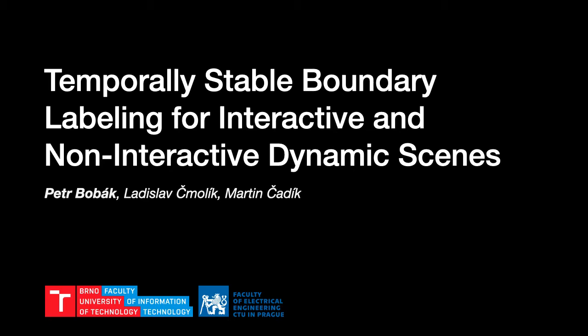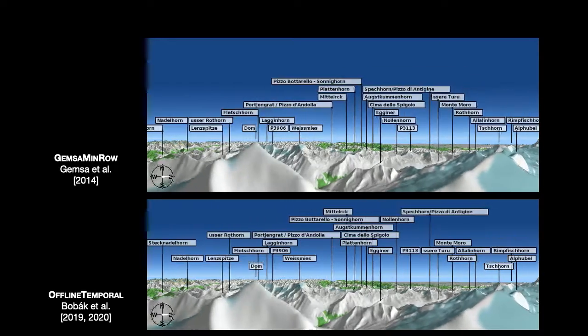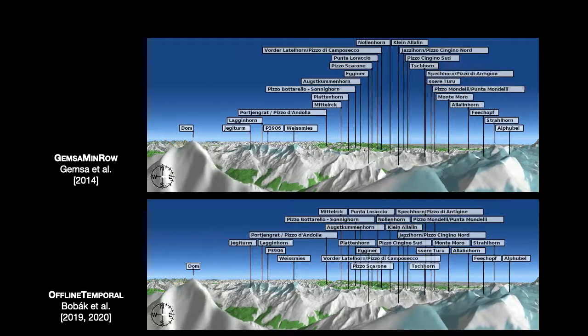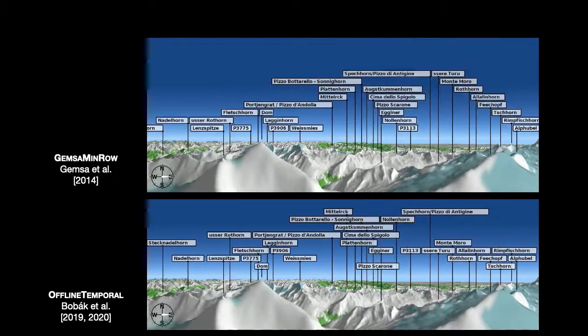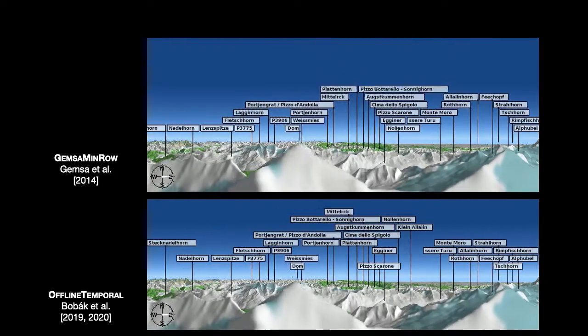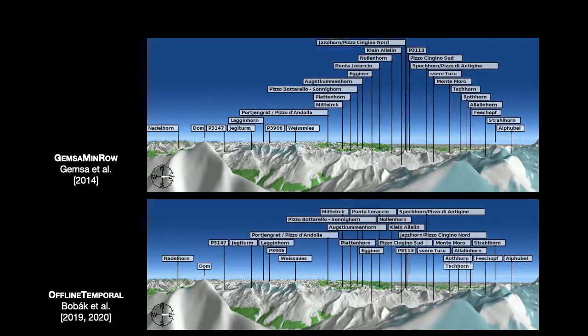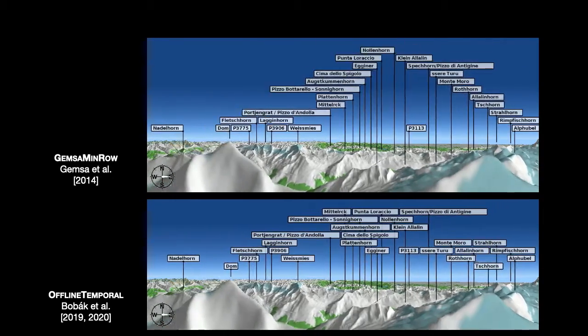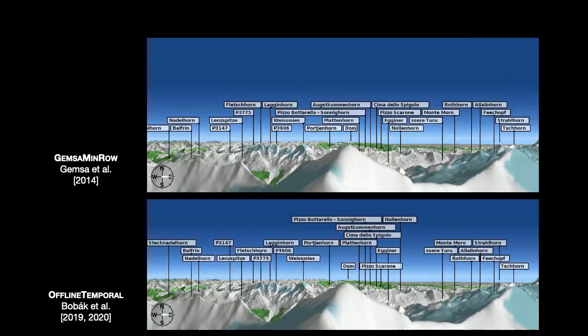In this video, we present an overview of two novel temporally stable labeling methods for dynamic scenes. Here we compare our first method, denoted as offline temporal, suitable for offline processing of the entire interaction or the video in advance, such as annotation of drone shots, with previous work of Gemza et al.